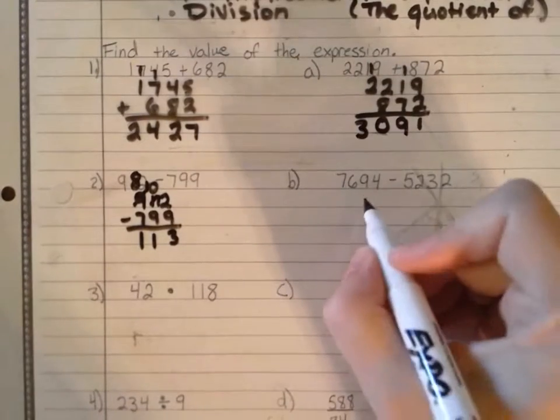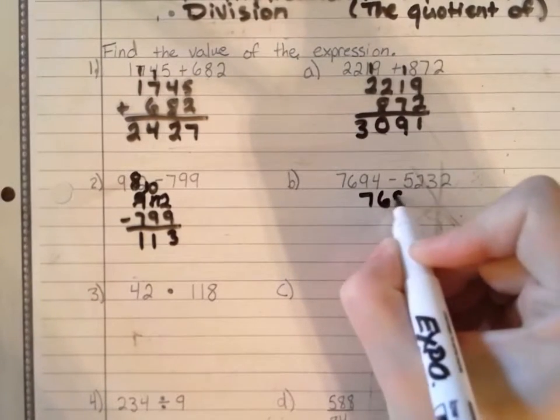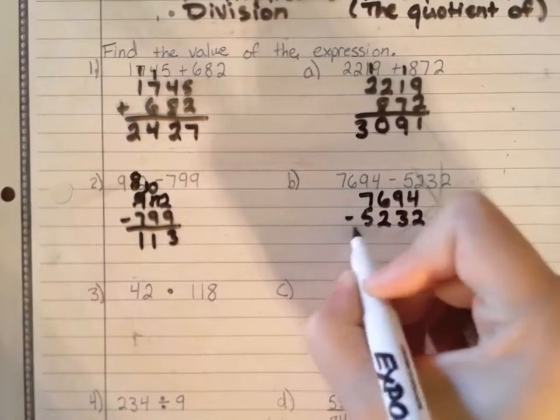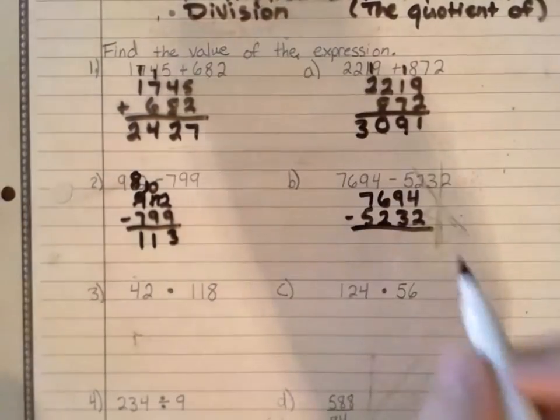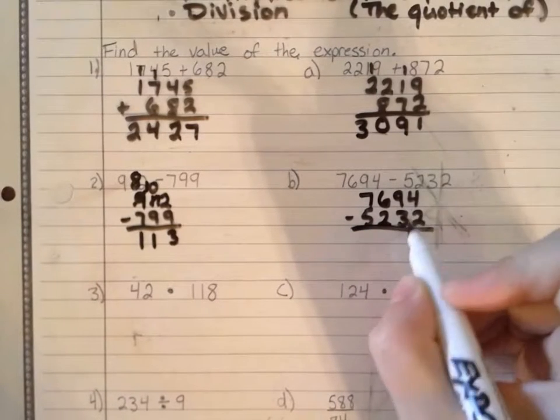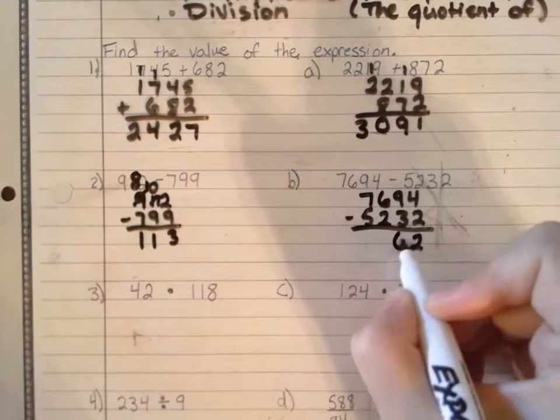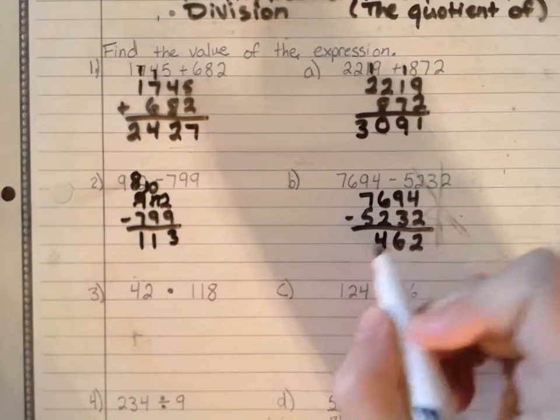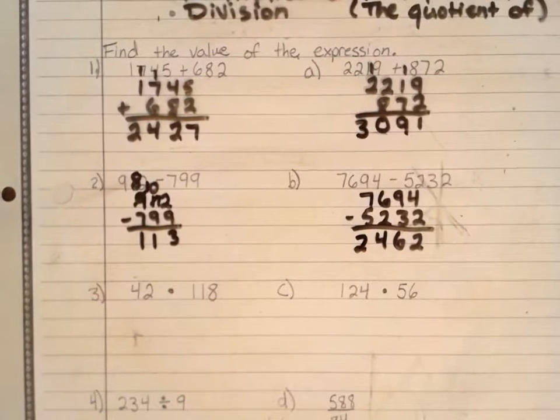The next one, 7,694 minus 5,232. 4 minus 2 is 2. 9 minus 3 is 6. 6 minus 2 is 4. And 7 minus 5 is 2. If you have a different method with subtraction, and it works, you can use it.